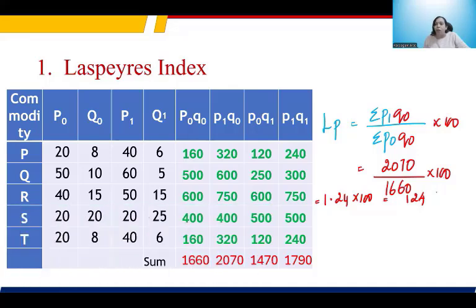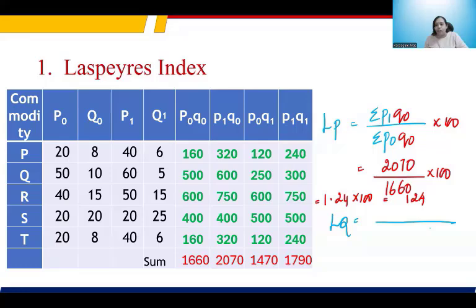What is the difference? 24% is the difference. For the same quantity, there is an increase of 24%. Now let's calculate the quantity index for this method. Laspeyres quantity index. So how do we write for the quantity?